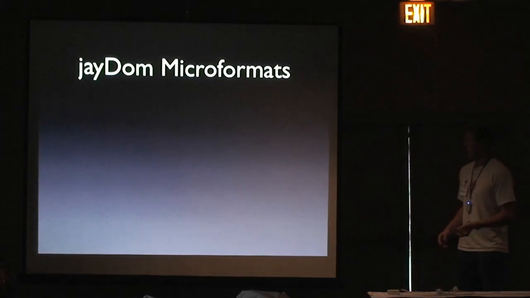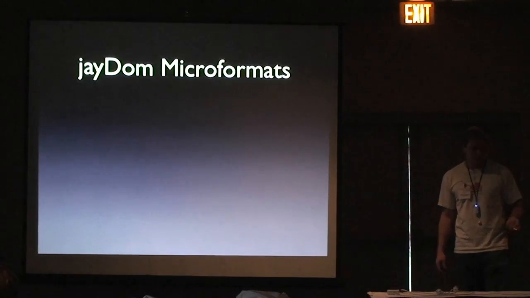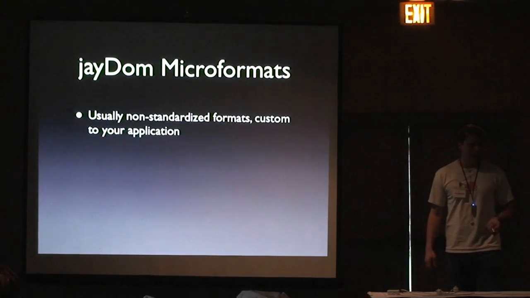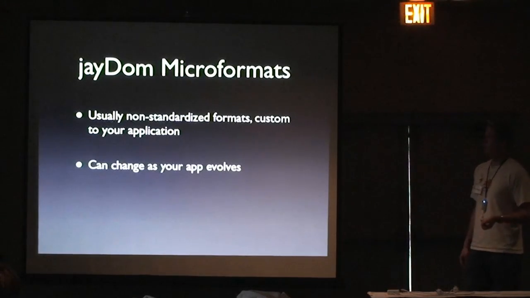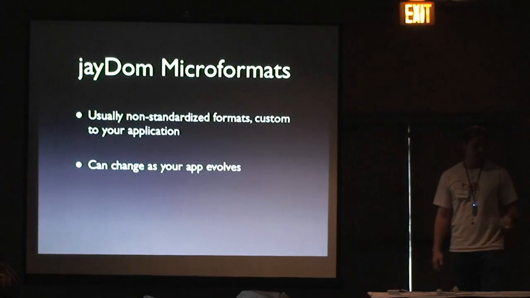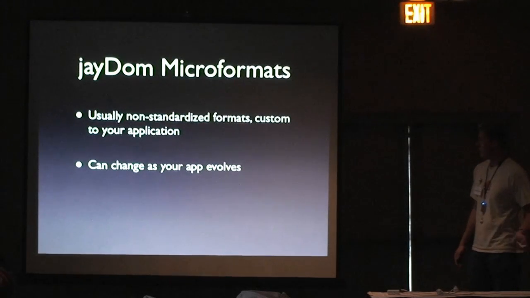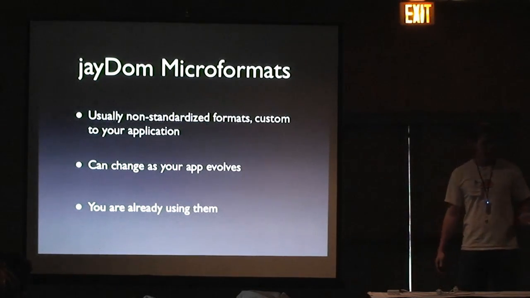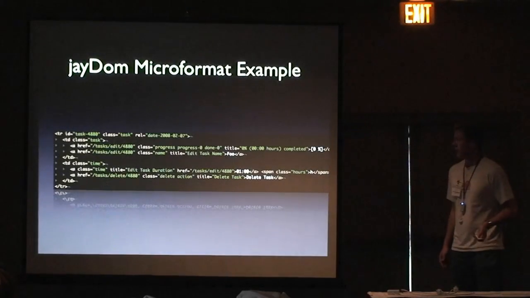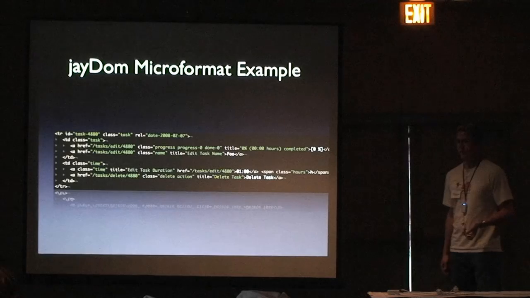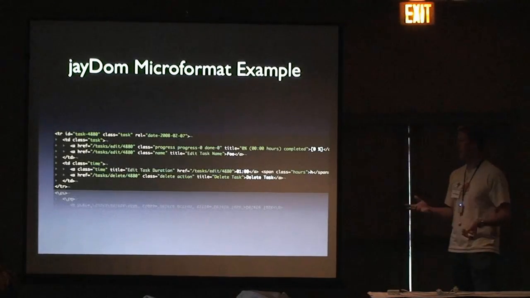So what's special about Jadm microformats? Well, usually those are non-standardized formats, and they are custom to your application. They can change as the application evolves. That means they're not really fixed and by any means written down and documented. And you probably are already using them. Let me show you why. So this is an example from PostTask, and it's basically a record in a table that's expressing a task. That's the stuff you saw being added and dragged and dropped early on.